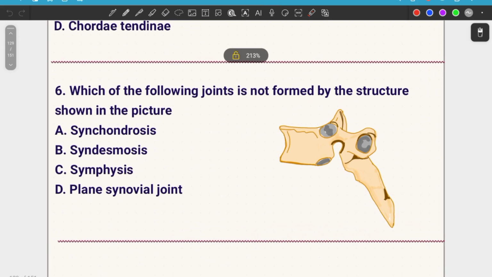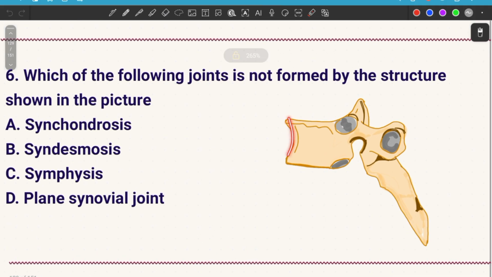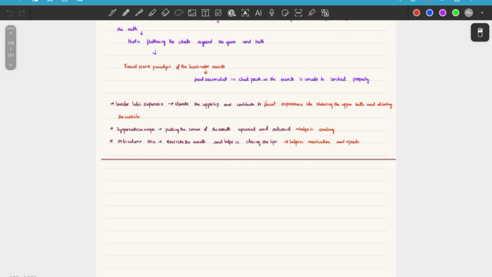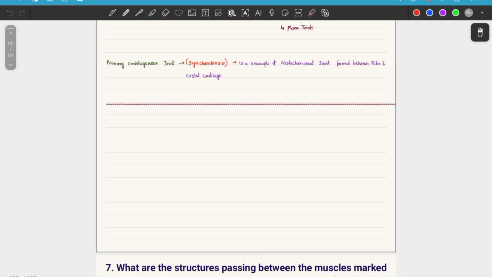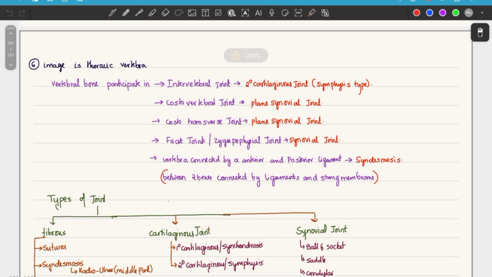Sixth one: which of the following joints is not formed by the structure shown in the picture? They have given a vertebra. These are the articulating surfaces. Which of the following joints is not formed through this articulating surface? Let's see the explanation. These questions you have to read during the 10 days before the exam also.